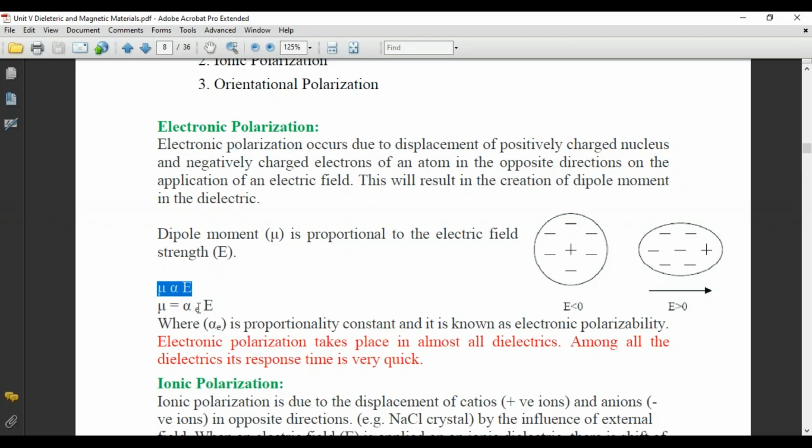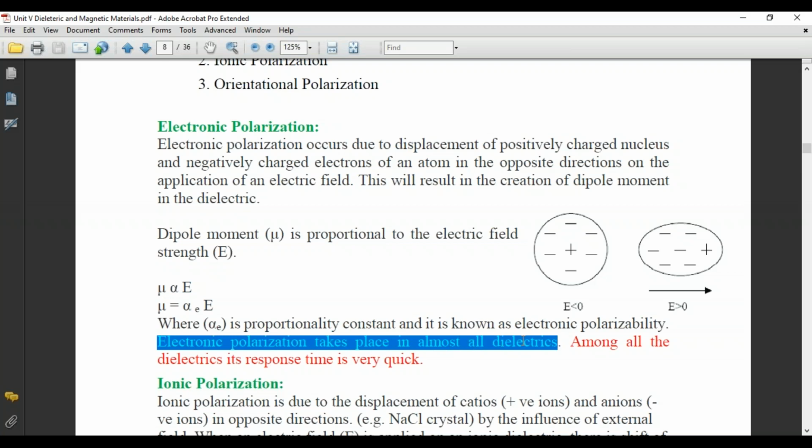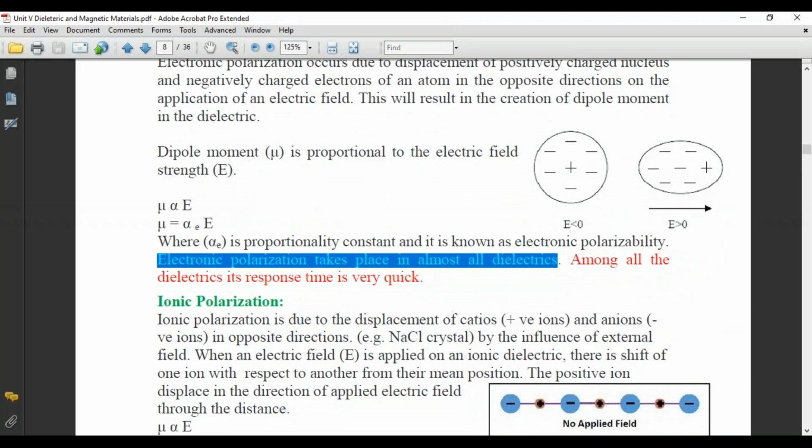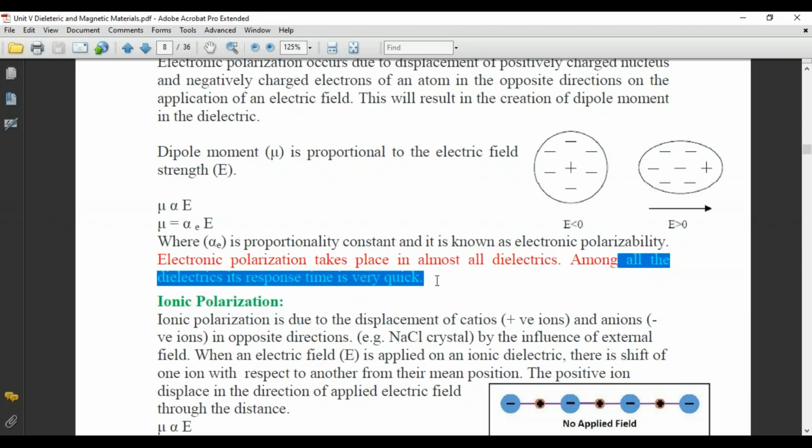That is mu equal to alpha E, where alpha is the proportionality constant known as electronic polarizability. So electronic polarizability takes place in almost all dielectrics. Among all dielectrics, its response time is very quick. Response time very quick means as soon as you apply the electric field, within milliseconds, it is going to respond to polarization. That is what is meant by saying that among all the dielectrics, its response time is very quick.